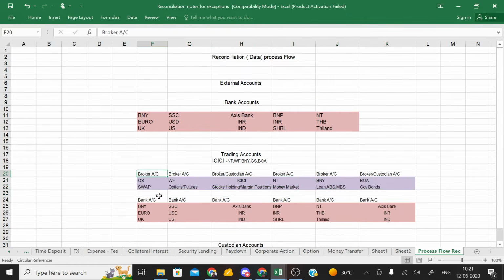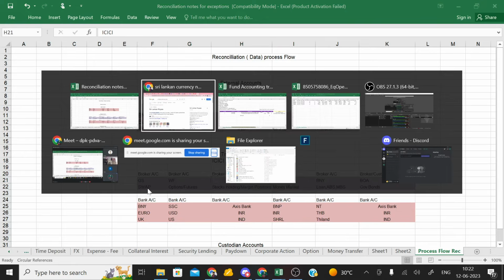So you have broker account as well as bank account details. So the logic of this, under, let's say, BNY: BNY bank account, so we have linked broker account. So under the GS account, the fund can place trades for swap transactions, right? Under the WFS broker, the fund manager can buy and sell options and futures, meaning the Wells Fargo broker. Under this, ICICI, you can refer to this one.